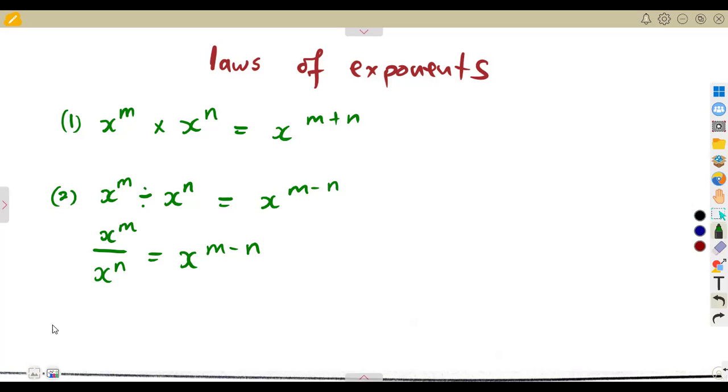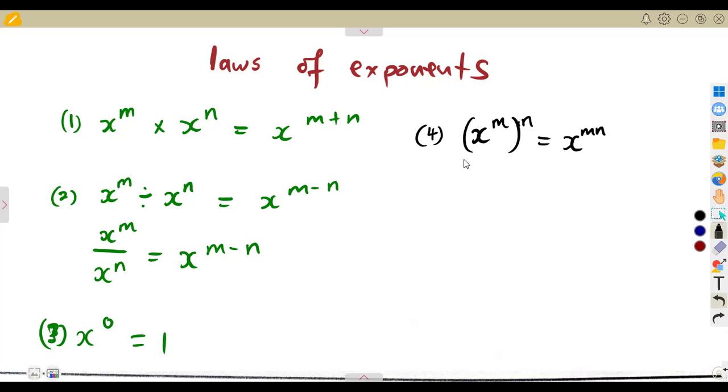Then you also need to know that every number raised to the exponent of 0 gives us 1. Also, if you are given x to the exponent of m and there's another exponent outside of the bracket, you multiply the exponents together. So it's going to be m times n, which is mn.